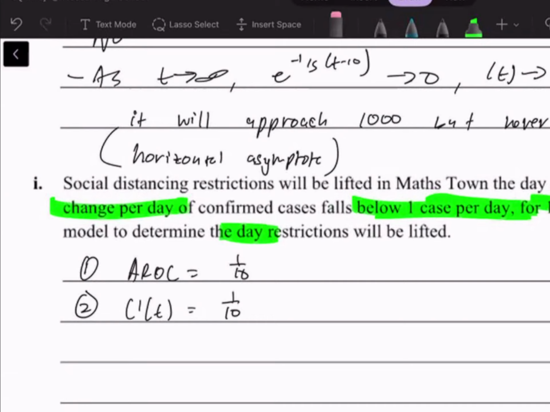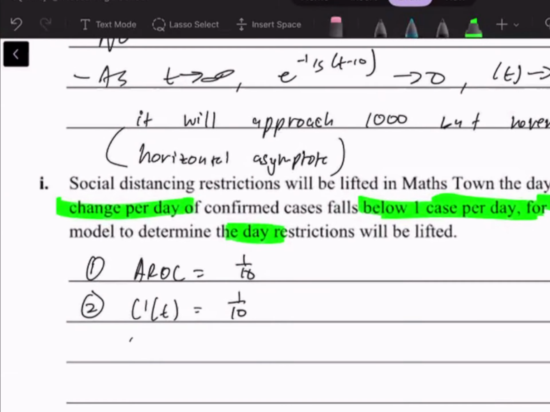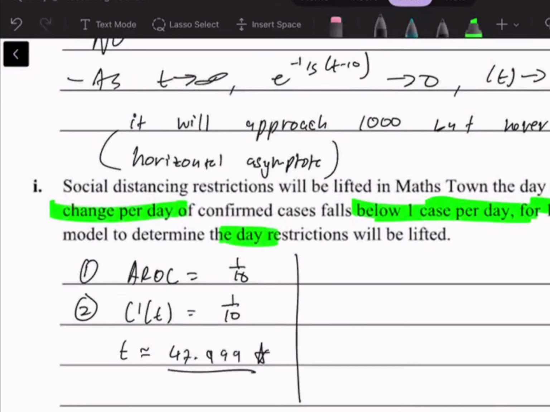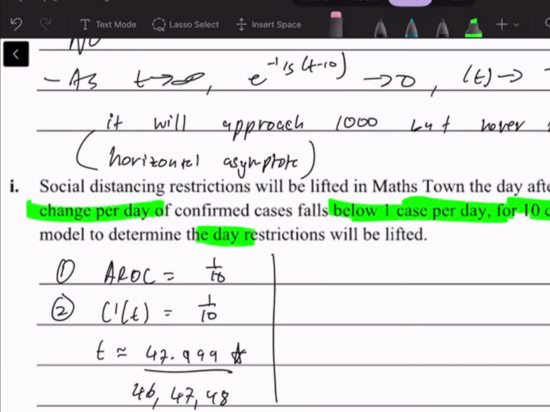So if you do C'(t) equals 1 on 10, you get t is like 47 point, I think it says 999. The handwriting could be way wrong, but it's something around 47. We don't actually need this value. We just need to know roughly what values it's around so that we can start doing trial and error. So you might want to check the 46th day, 47th day, and 48th. We just needed an estimate, so we can use some of the values around it.